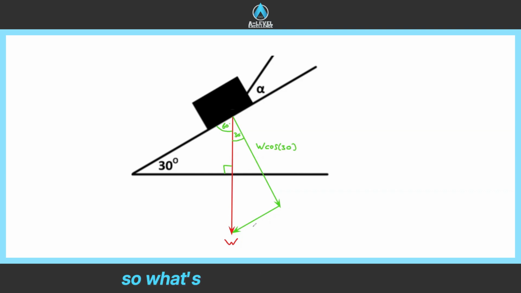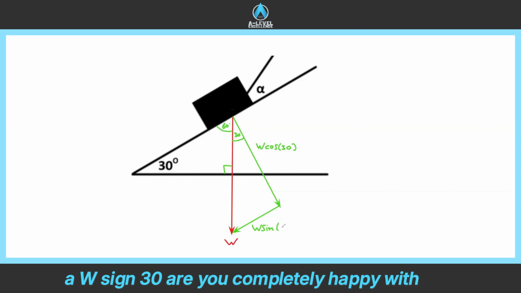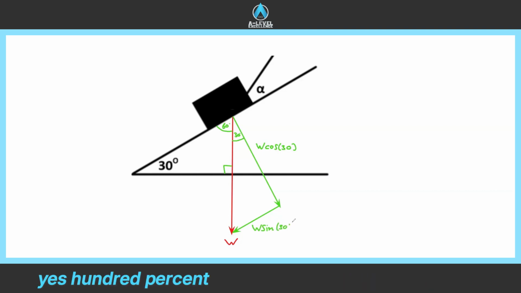Yeah. So what's this other one going to be? W sine 30. Are you completely happy with that? Yes. 100%? Yep. Promise me? Yep. Good. All right. So here's what you can do now.